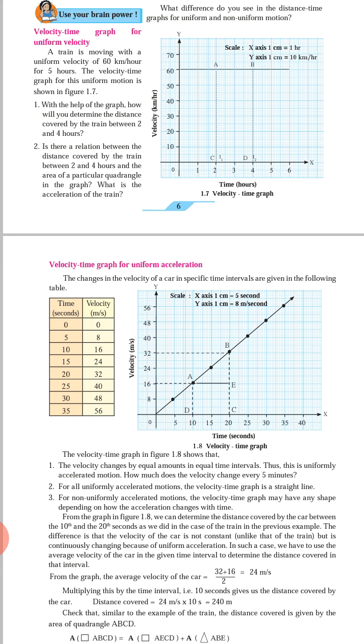Again see the table. In the first 0 seconds the velocity is 0 meter per second. In next 5 seconds the velocity is 8 meter per second. In next 5 seconds the velocity is 16. That means there is difference of 8 meter per second every time. That is uniform acceleration, and hence you have shown here a straight line which passes through O. Here again velocity and time are directly proportional to each other.